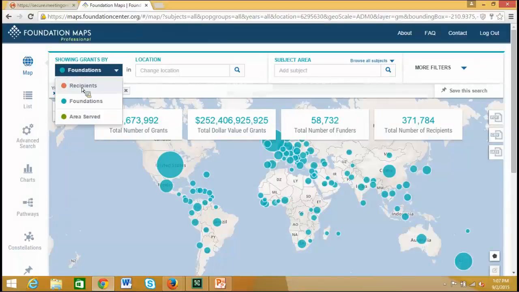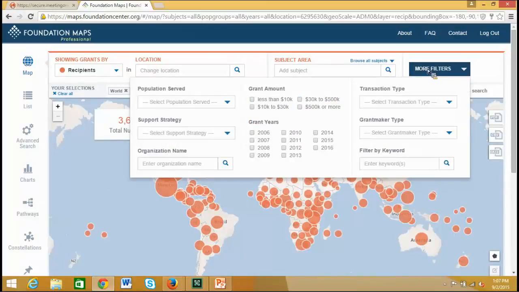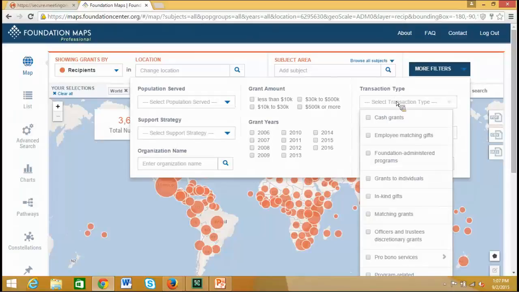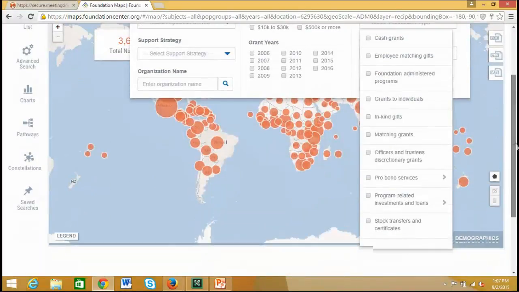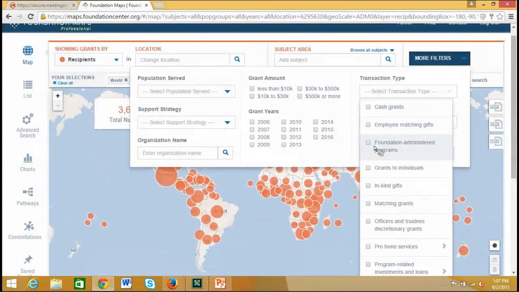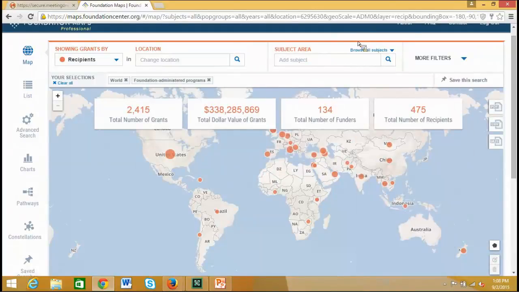One more: let's look at some of the other new data sets we've got available. Under more filters, there are a lot of features in here that folks probably might not know about. If we scroll into transaction type, there are a couple of different things here. Foundation administered programs. I'm going to click on this, and now we've got 2,415 FAPs. You can see Foundation Administered Programs is selected under your selections.